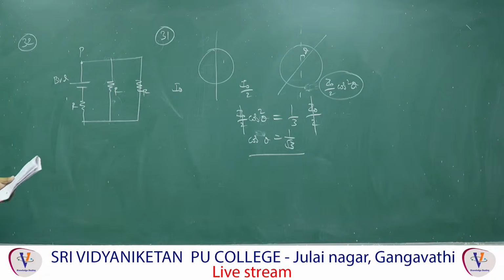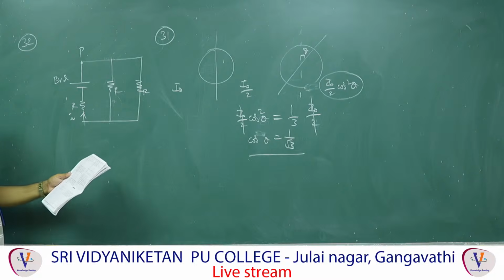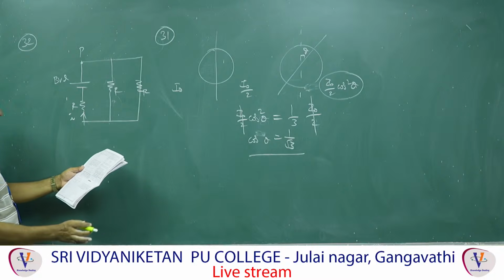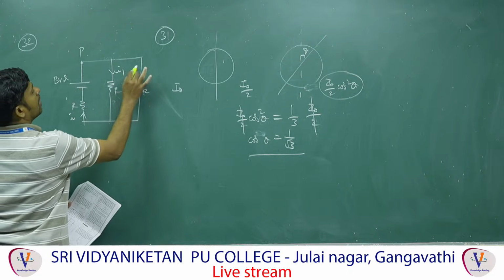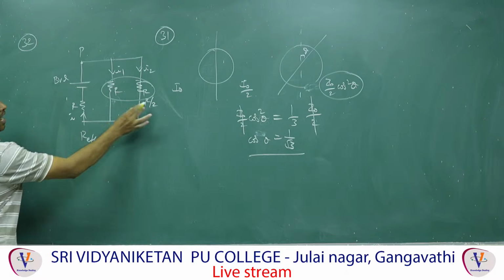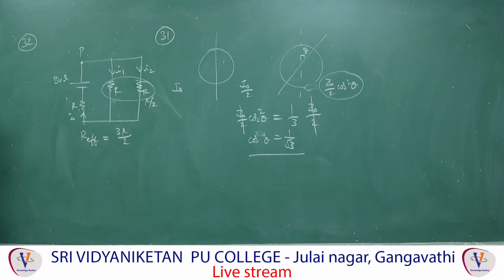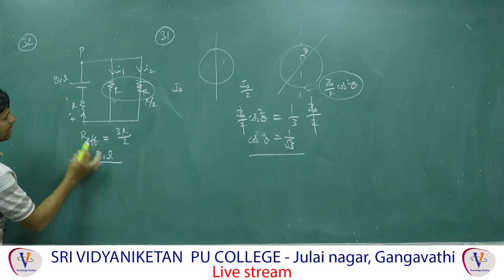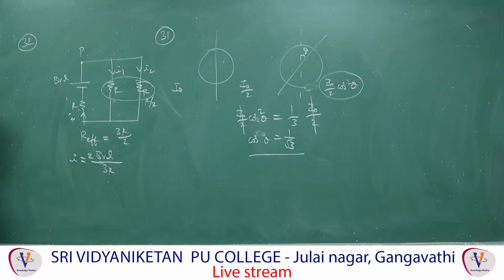That's why it is asking about the current in this one. One of them we take as I1, one of them as I2. So what is being asked? These two are in parallel, effective resistance R by 2. That R by 2 is in series with the R value. What is the effective resistance? R by 2 plus R, like 3R by 2. What is the total amount of current? I is equal to E by effective resistance 3R by 2. So the final current is 2 BVL by 3R.